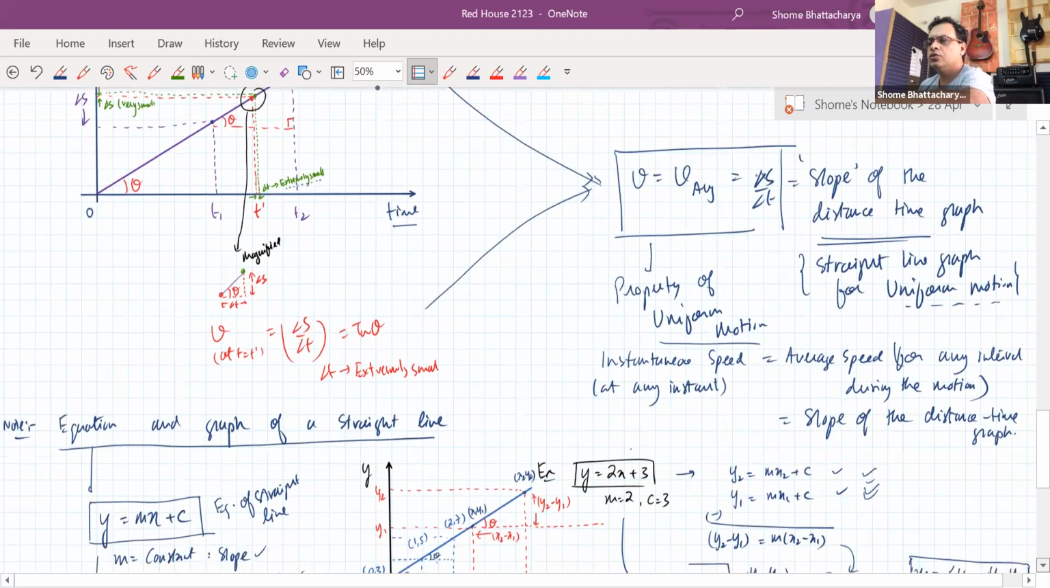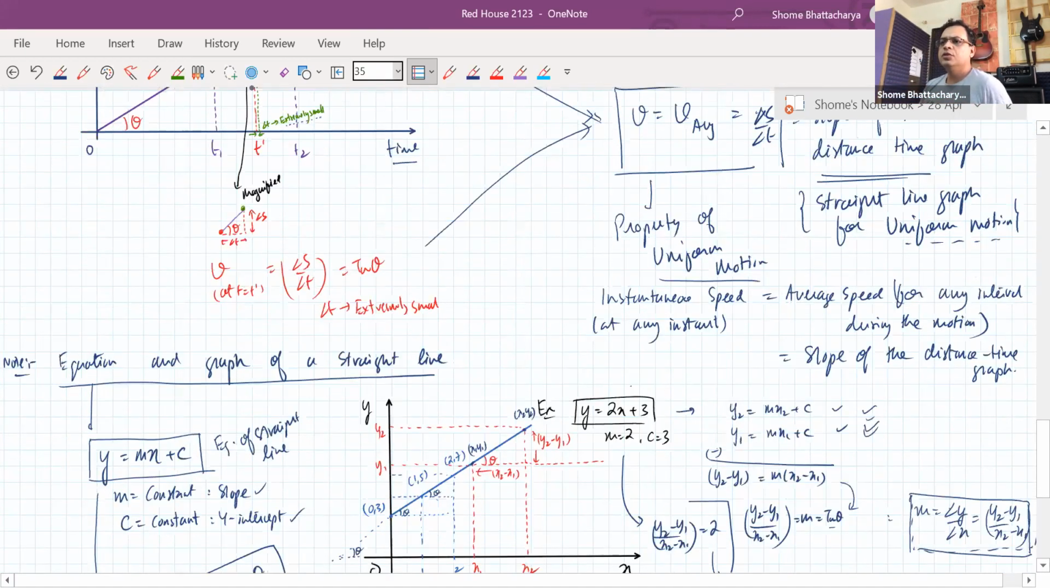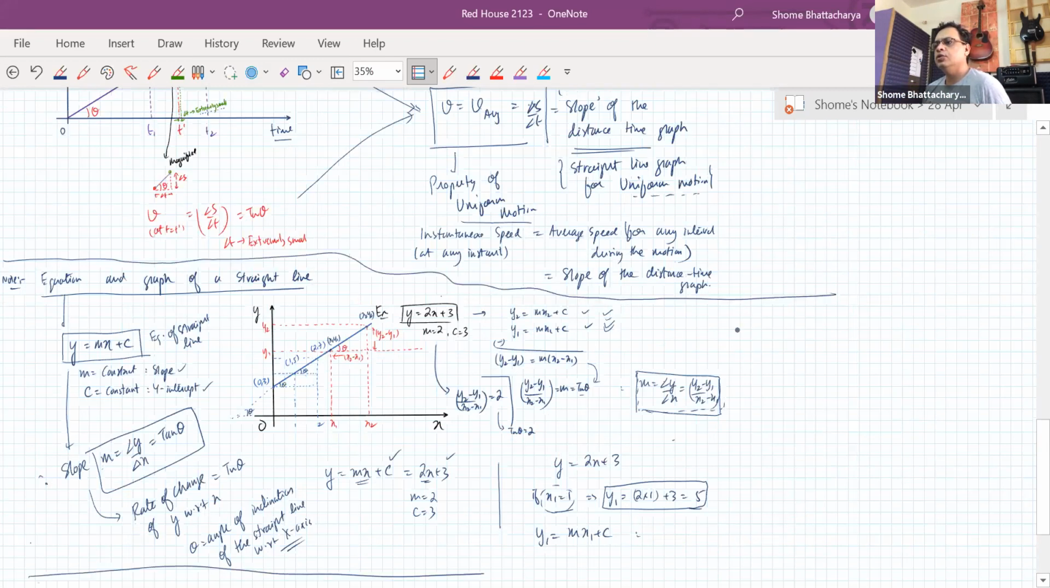So you can just go through this example also once more. Of course, this was more generic because some of you wanted to understand the concept of slope of a straight line and the general equation of a straight line. So this was aside from this.